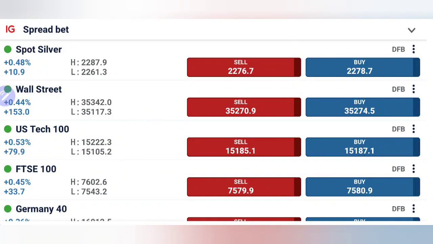US30 retraced towards 35,340 levels and US100 towards 15,200 to 15,250 levels. As we discussed in our Asia session update, 35,350 is a great resistance for US30, and precisely it reversed from the same levels. At the same time, US100 reversed between 15,200 and 15,250.